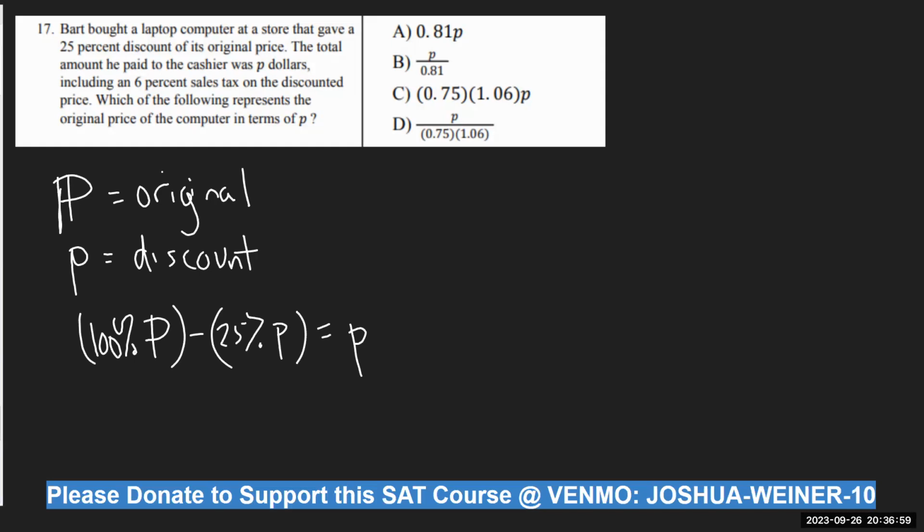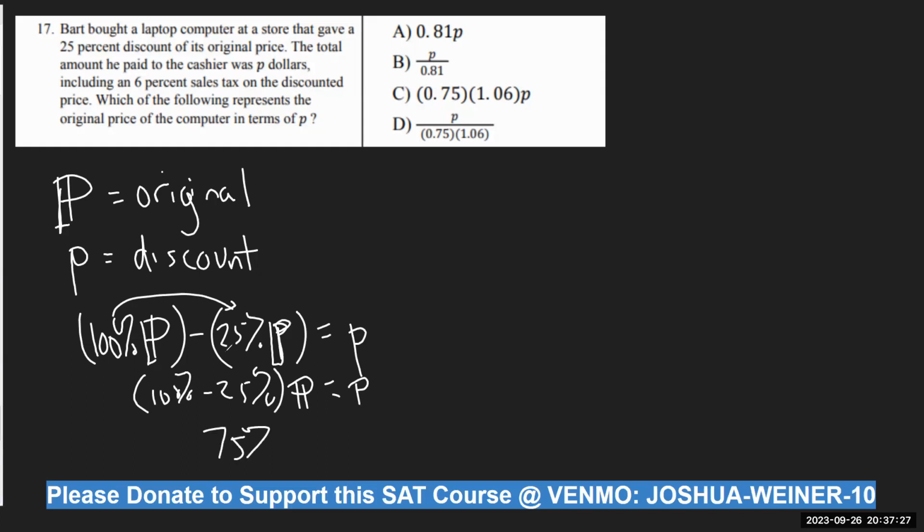So I'm going to write it like that so you can see that it's a different P. That's the capital P. So the original price minus 25%. Well, what's 100 minus 25? 75. Yes, I'm just factoring out the percentages, and P can stand by itself. So 75% of the original price is the new price.